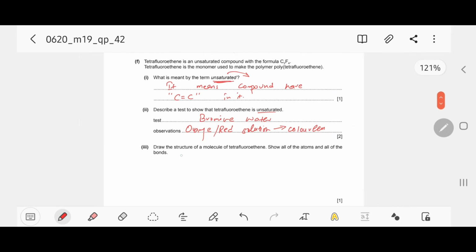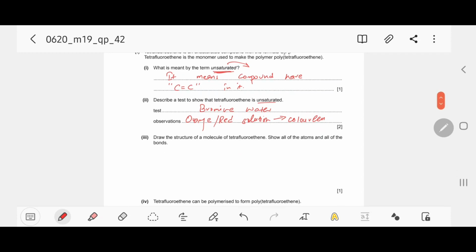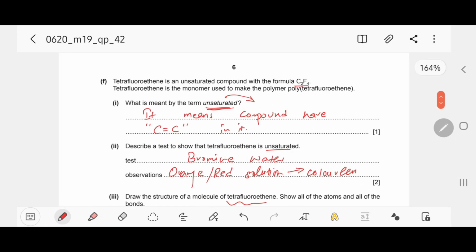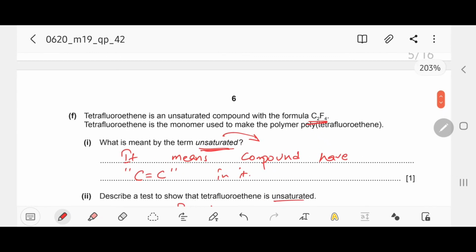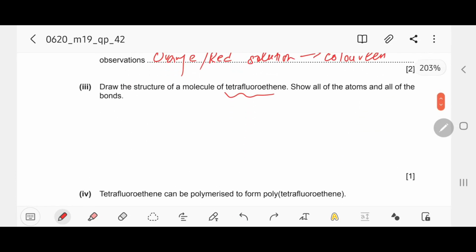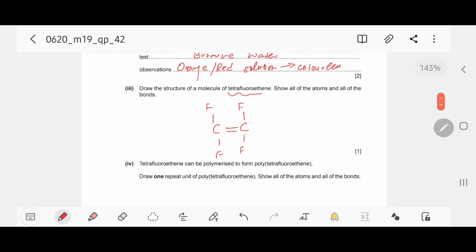Okay, part 3 says draw the structure of a molecule of tetrafluoromethane, show all the atoms and all of the bonds. So tetrafluoromethane, they have written already. As we know, there are 2 carbon atoms and 4 fluorine atoms present in it. So if you want to make a double bond in it, we will make it like this, and we will complete the remaining carbon bonds, and then we will attach the fluorine atoms. So if you look overall, they are actually complete, C2 and F4.